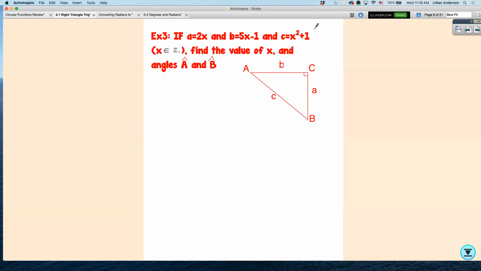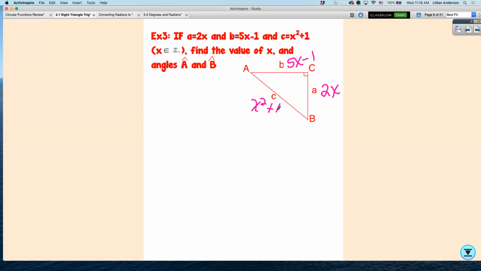First off, angles are represented with capital letters. Side lengths are represented with lowercase letters. So let's clear that up to start. So when it says a is equal to 2x, we're talking about the side length is 2x. The side length b is 5x minus 1. The side length c is x squared plus 1.